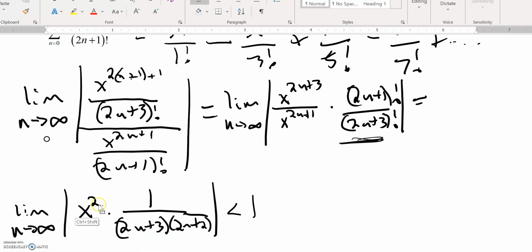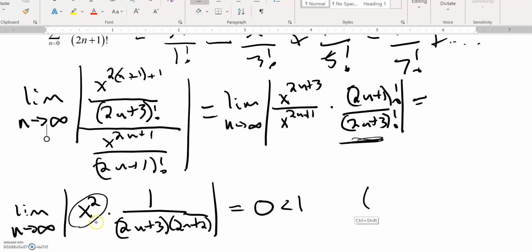Any regular number we put in for x, we're going to go past it and put in something much, much, much bigger. And so this is always going to be less than 1, because the limit is 0, which is less than 1. So no matter what I put in for x, the ratio test is going to say it converges.